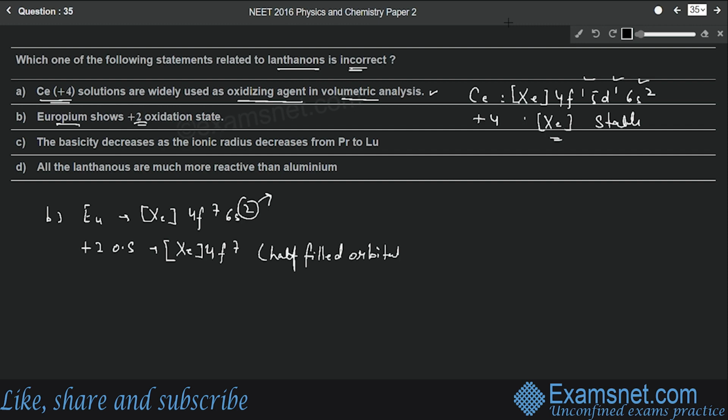So this is very stable, therefore it exists in plus 2 oxidation state. So this is also a correct statement.